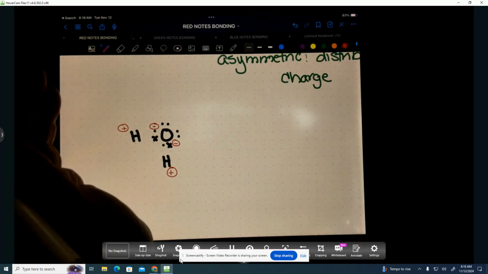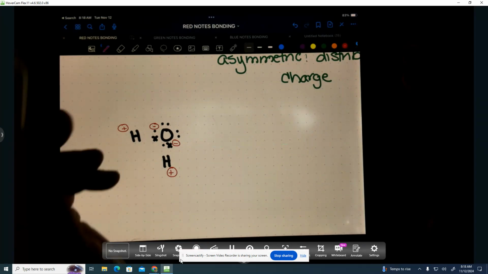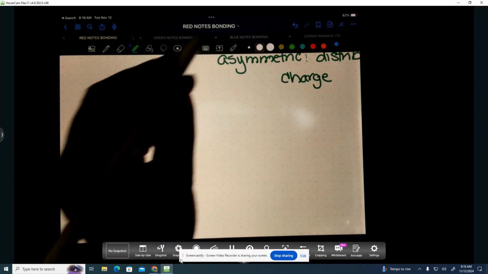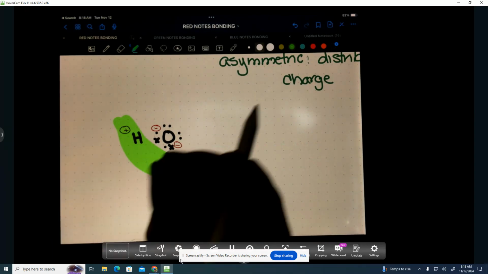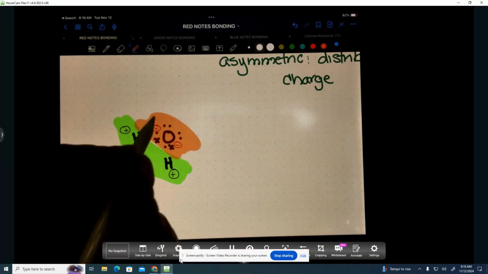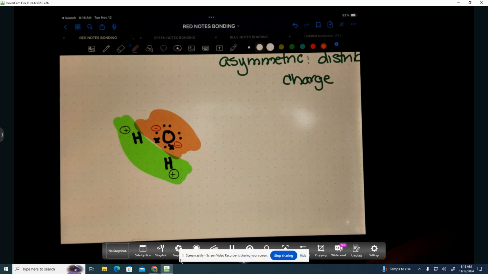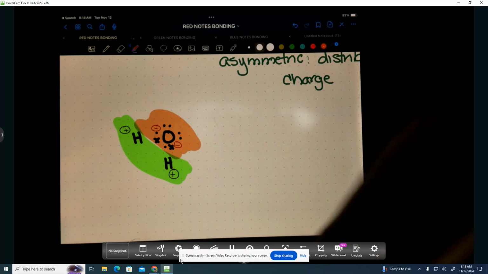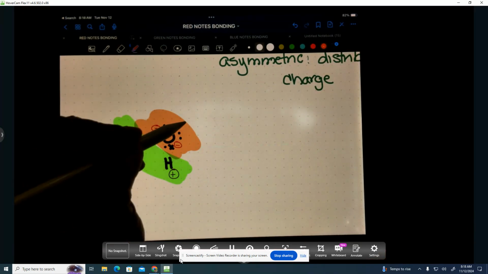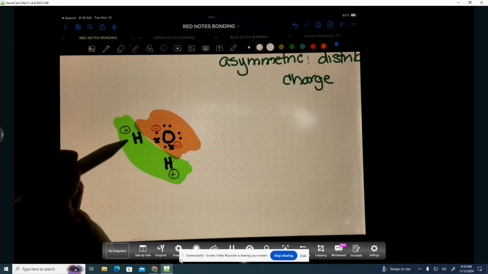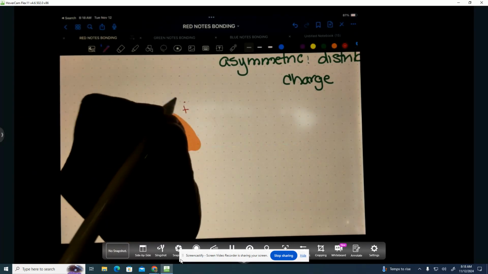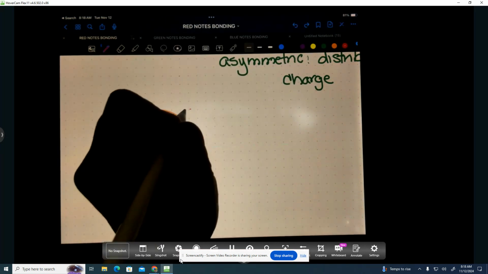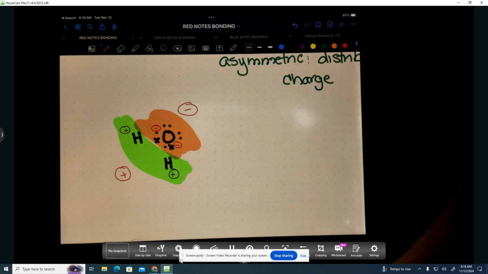Now, if we look at the whole molecule, you can see that this side of the molecule has the positive side, and this side has most of the negative. Do you understand why, Ava? Because the electrons are being pulled this way. The oxygen is stronger than the hydrogen. So this side of the molecule is slightly negative, and this side is slightly positive.